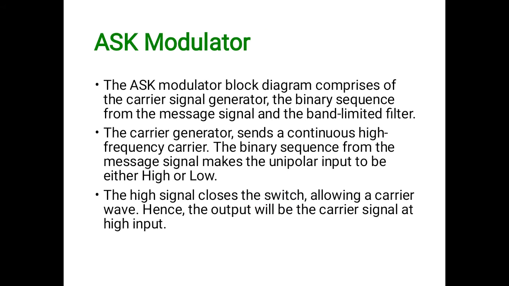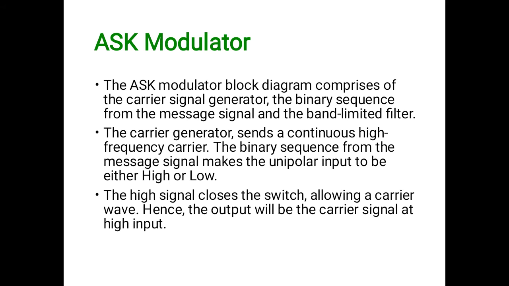Now, the modulator of ASK. The ASK modulator block diagram comprises a carrier signal generator, a binary sequence from the message signal, and a band limiting filter. In AM/FM also we have learned that we will have three kinds of waves: one is the audio signal, the second one is the high frequency carrier, and the third one is the modulated signal. In the same way, for the ASK modulator, the block diagram comprises a carrier signal generator, a binary sequence from the message signal, that means from the input signal, and a band limiting filter.